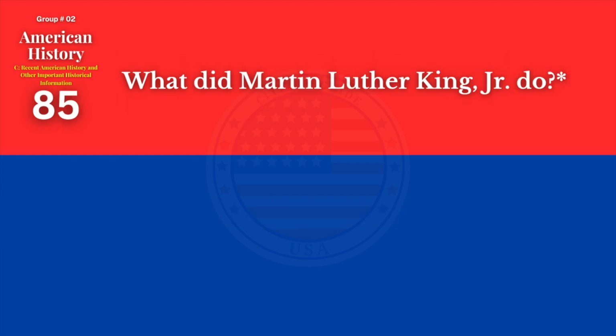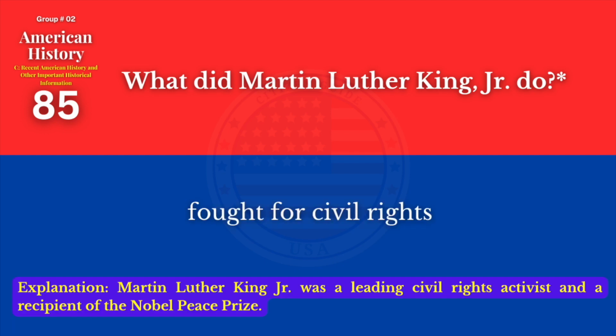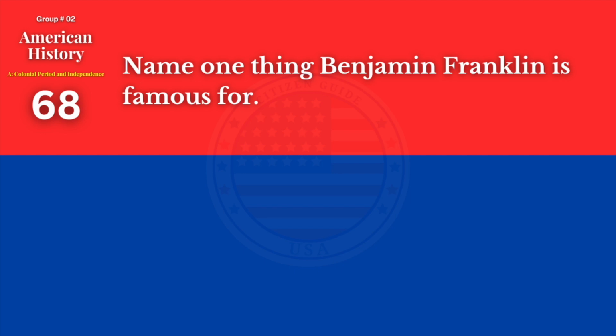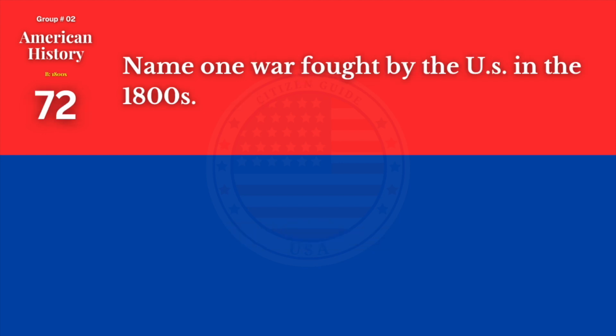What did Martin Luther King, Jr. do? Fought for civil rights. Name one thing Benjamin Franklin is famous for. U.S. diplomat. Name one war fought by the U.S. in the 1800s. Civil War.